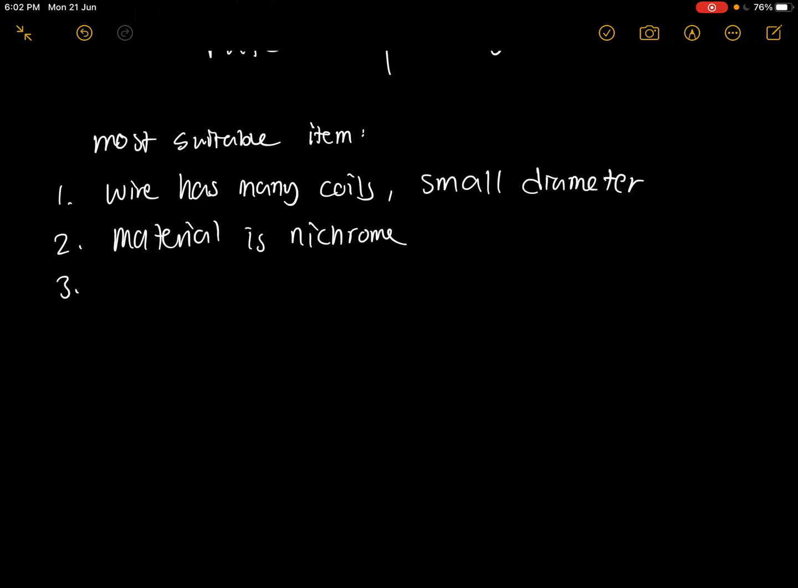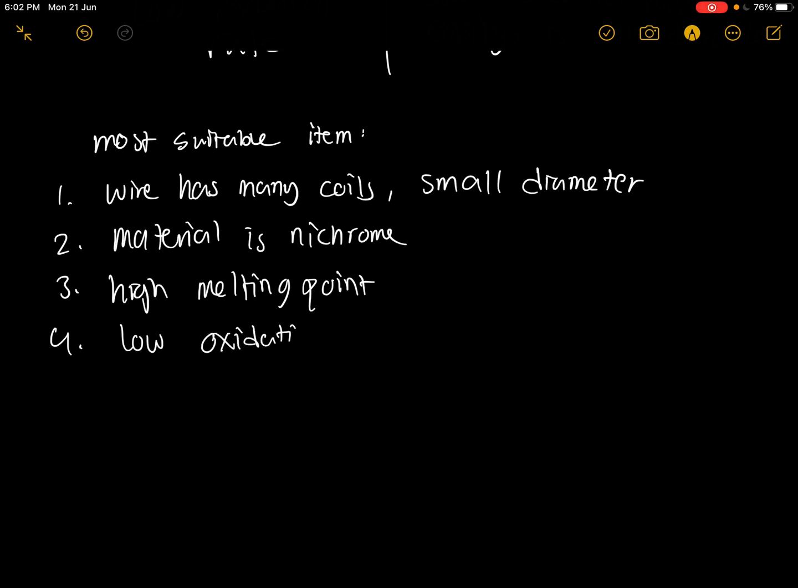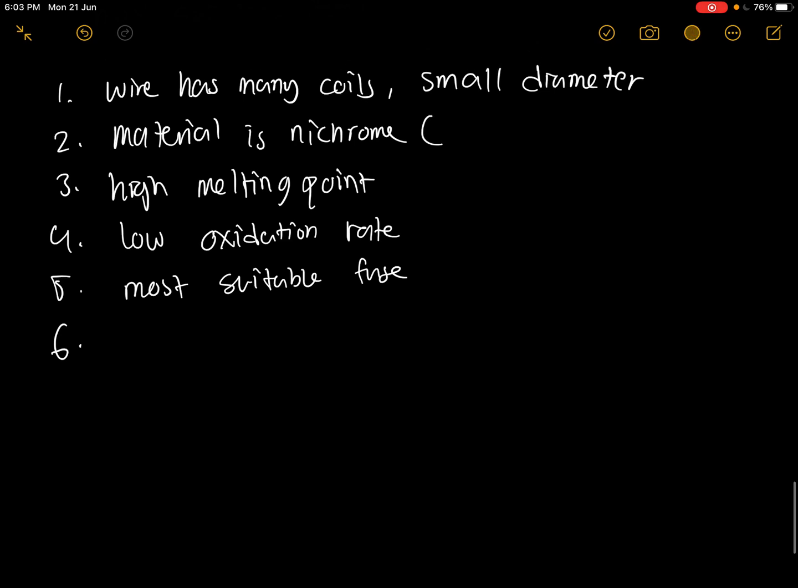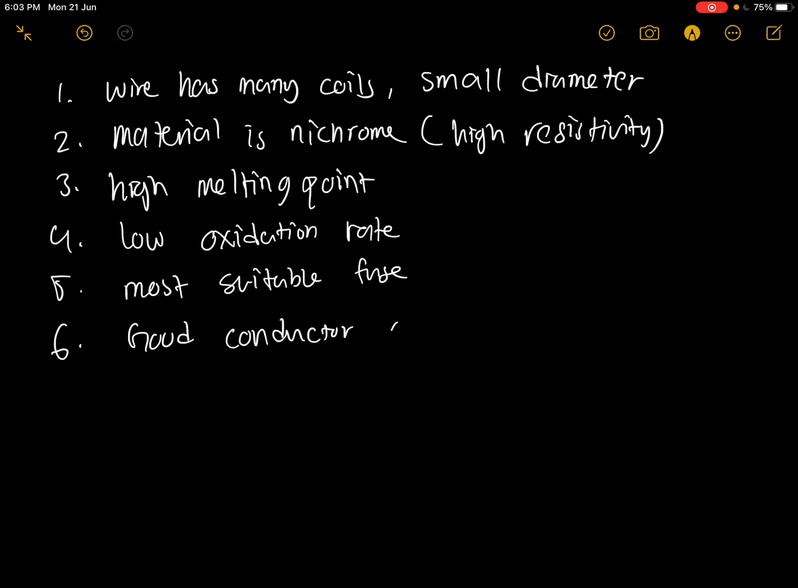Number three is high melting point. Four is low oxidation rate. Five is most suitable fuse. Number six is, yeah, I'll put an explanation here. Resistivity. Number six is good conductor of heat. Number seven is good at dispersing heat.